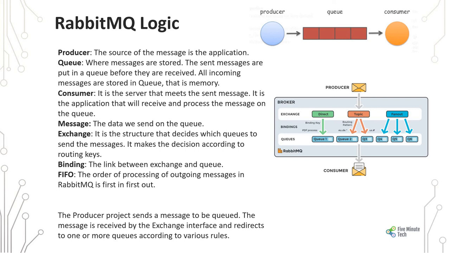And this whole system follows a pattern called FIFO, first in, first out, which is the basic principle of a queue. The order of processing the outgoing messages in our RabbitMQ is first in, first out. The producer project sends the message to be queued, and the message is received by the exchange interface, and it redirects to one or more queues according to the various rules that we have configured.